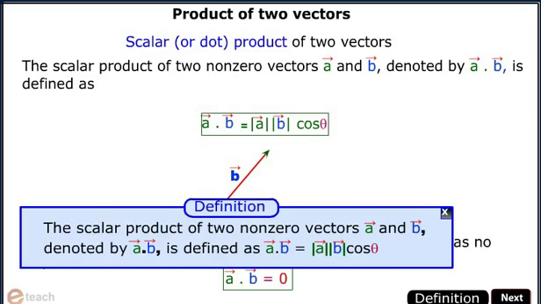Definition: the scalar product of two non-zero vectors a and b denoted by a vector dot b vector is defined as a vector dot b vector equals mod of a vector into mod of b vector into cos theta.